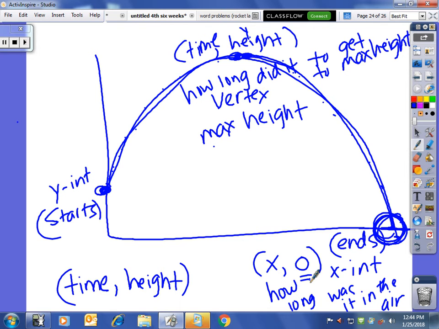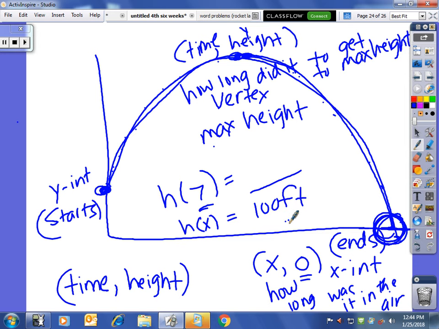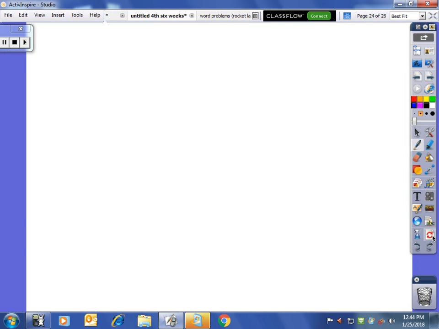Like I could ask you, what is the height at 7 seconds? What am I giving you here? I'm giving you an x and you have to find the y. Or I could ask you, when does this height equal 100 feet in the air? What am I giving you there? A y, and I'm asking you to find the x. So that's all the things I could ask about a rocket problem, or a softball problem, or whatever.